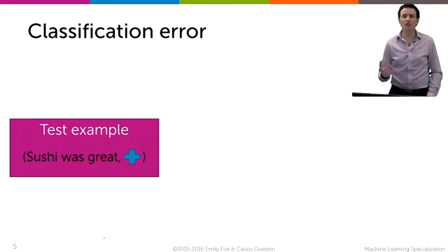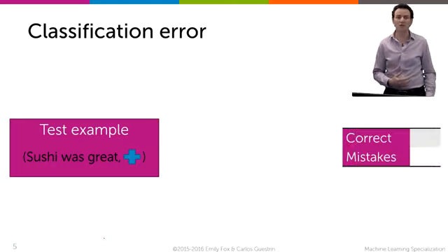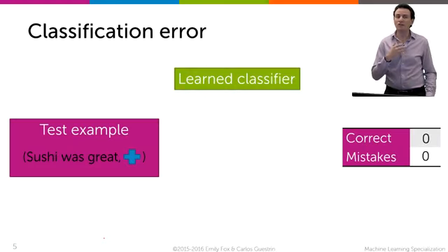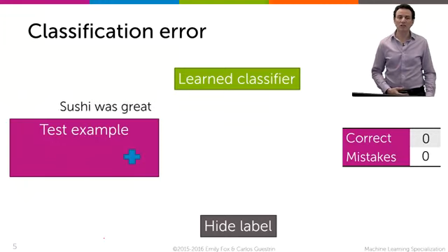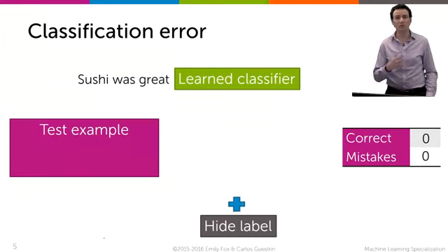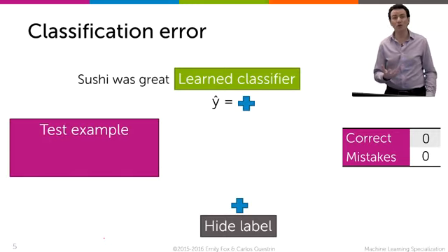As we discussed in the first course, we measure a classifier's performance using what's called classification error. So for example, if I give a sentence, "the sushi was great" and it's labeled positive, and I want to measure my error in that sentence, what I do is I feed the sentence into my classifier, but I hide that label so that the classifier doesn't get to know whether the sentence was labeled as positive or negative in the training data. And then I compare the output y hat of my classifier with the true label. In this case, they both agree, so the classifier is correct, so I add one to the correct column.